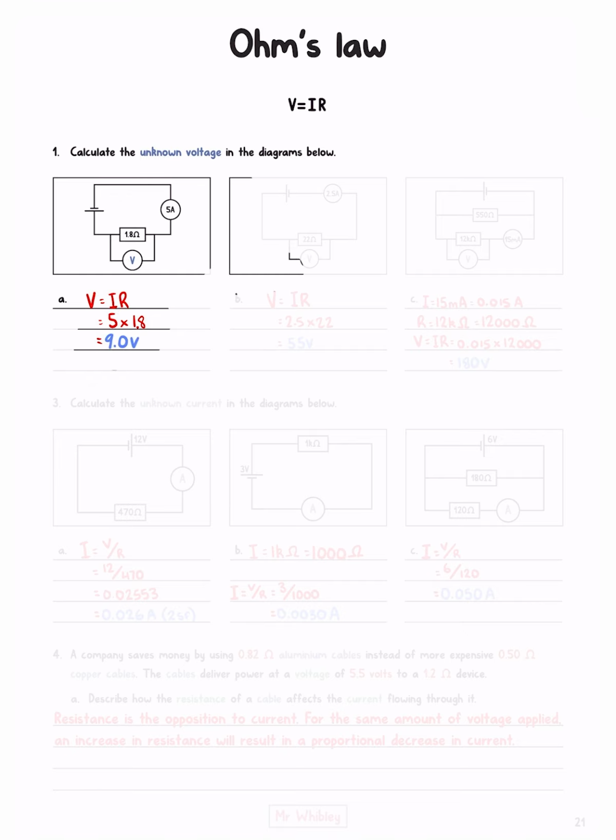In our next circuit, we have our voltage source, our ammeter now measuring 2.5 amps, all in series with a 22 ohm resistor. Across this resistor, we have our voltmeter.